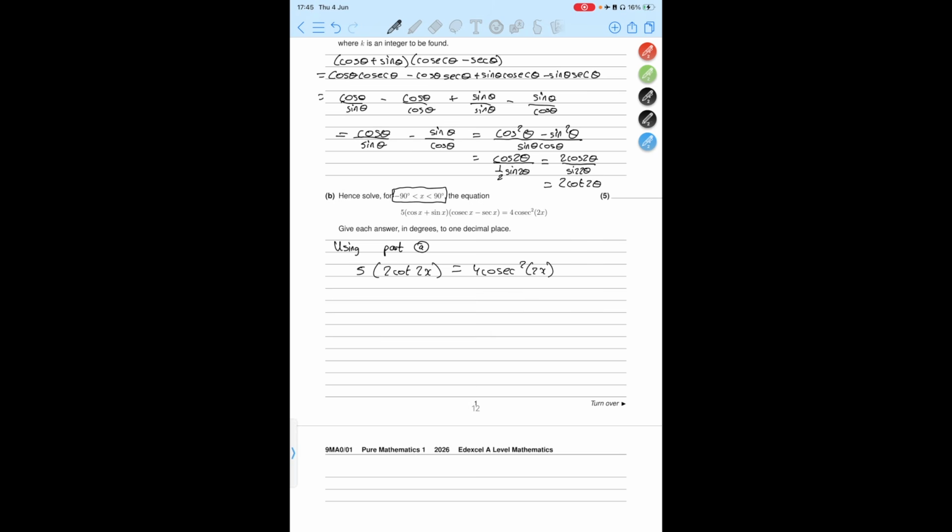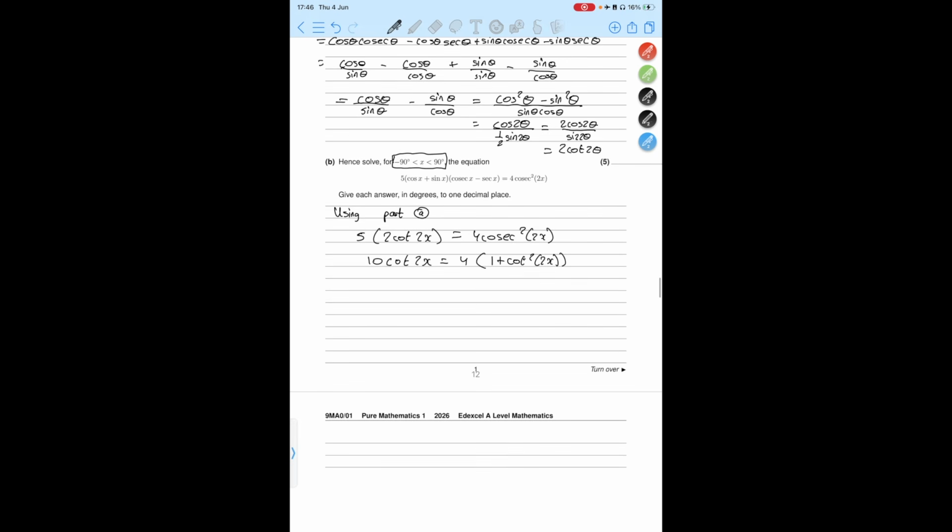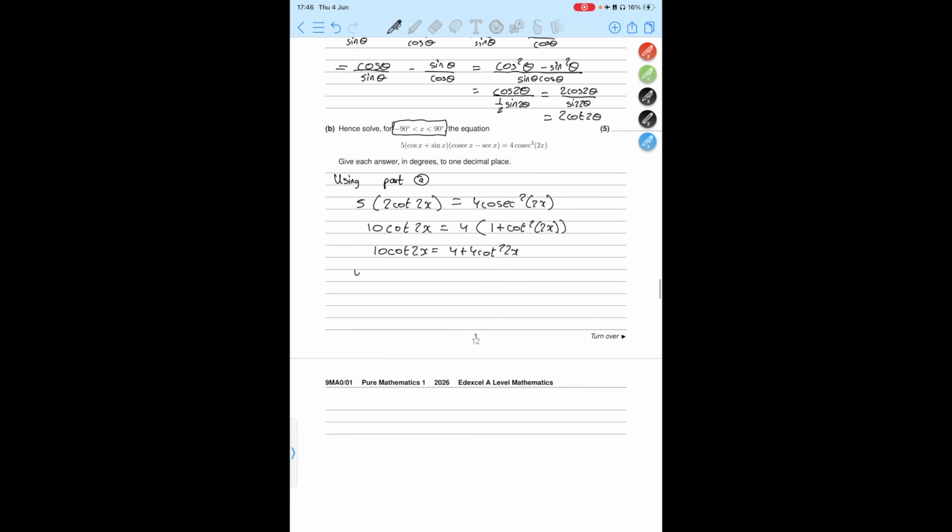And we can say that this is going to become 10 cot 2x equals, now I'm going to use the identity here. Okay? I'm going to say this is equal to 4, 1 plus cot squared 2x. Okay? So that's an identity that you should know. So now what we're going to do is rearrange this and we're going to get a quadratic. So we're going to end up with 10 cot 2x equals 4 plus 4 cot squared 2x. So 4 cot squared 2x minus 10 cot 2x plus 4 is equal to 0.